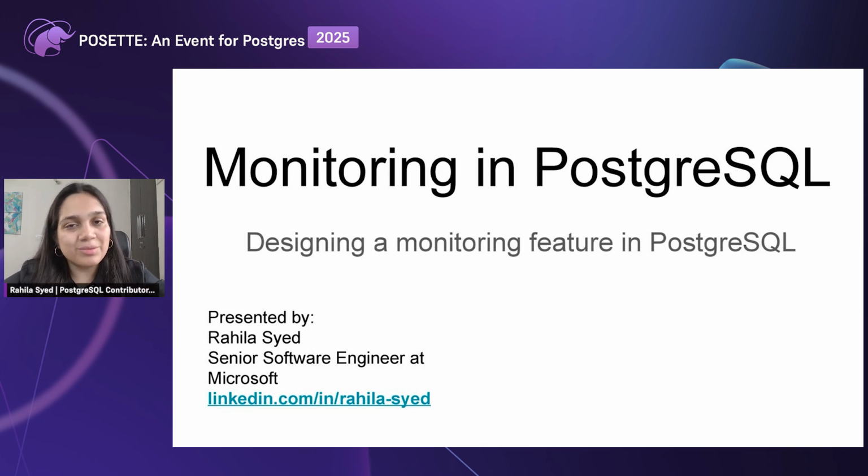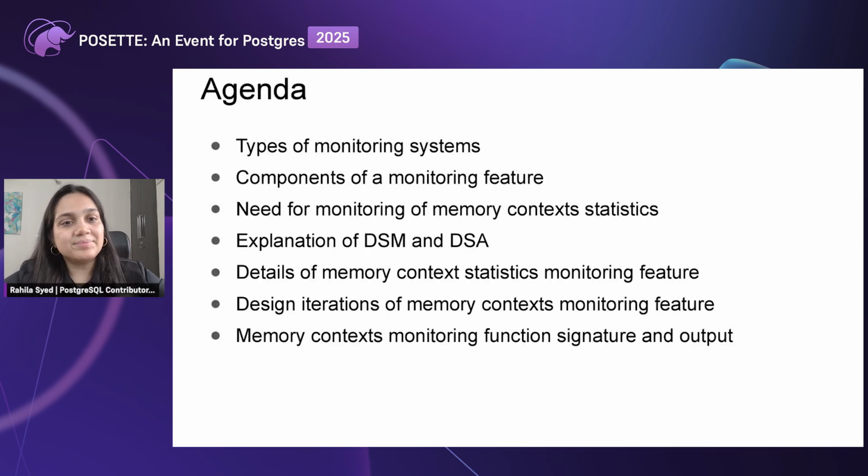So let's get started. Let's look into monitoring in PostgreSQL. Let's look at the agenda. First, we'll start by describing types of monitoring features in Postgres. Followed by that, I will explain a bit about memory contexts and DSAs and DSMs. After that, we'll look into the design of a specific monitoring feature.